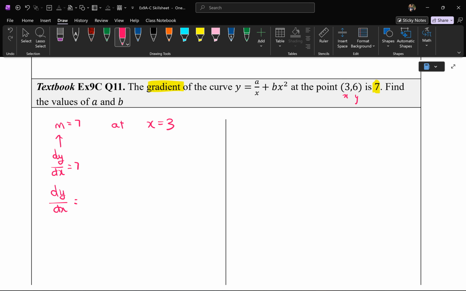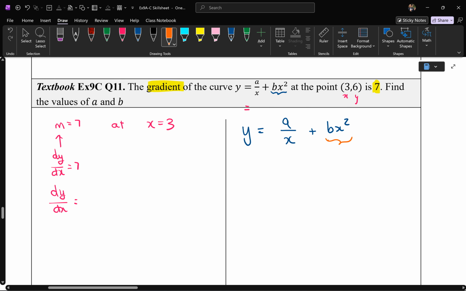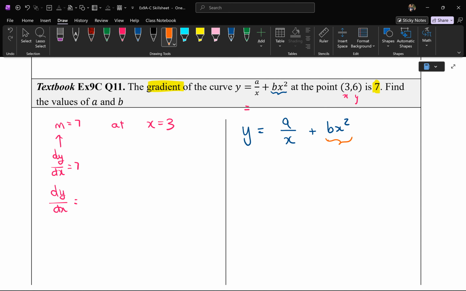Here we go. Let's find the derivative of a over x and bx squared. Let's see if you can find the derivative with parameters. First one's easy. This bit is easy. The derivative of bx squared is what? Can I please have? Let's go with Una. Una, we've got 2 terms here. If I want you to derive bx squared, how do we derive bx squared?